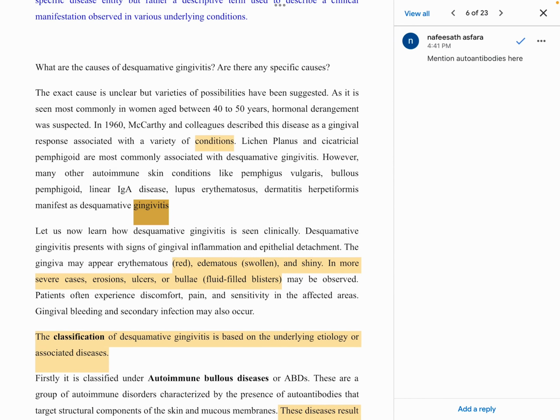what I think is that you can write a little bit about the antibodies, like the antibodies are produced which will target the skin and the mucous membrane. That is how desquamation happens, and all that you can include here itself.